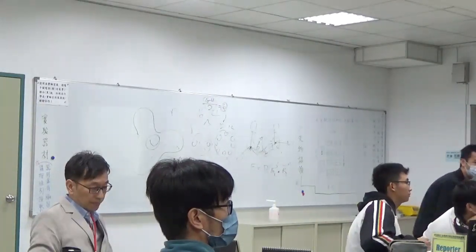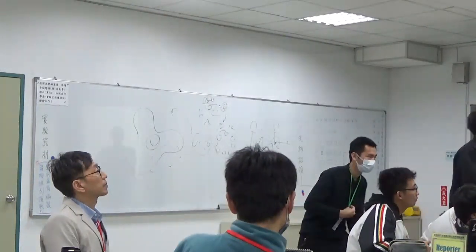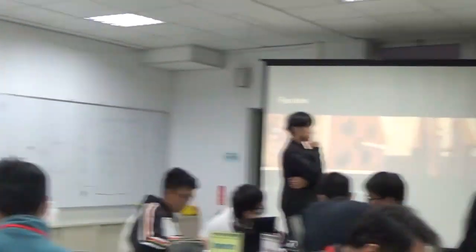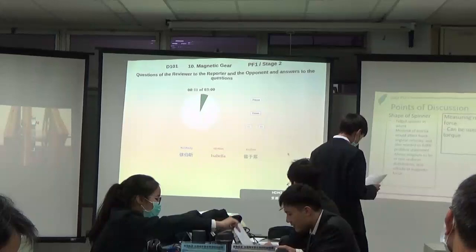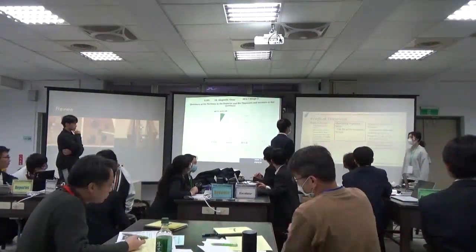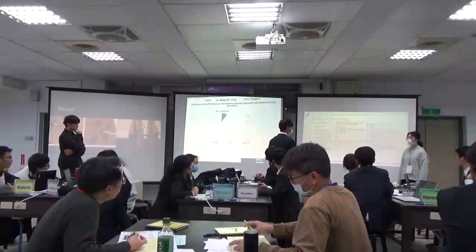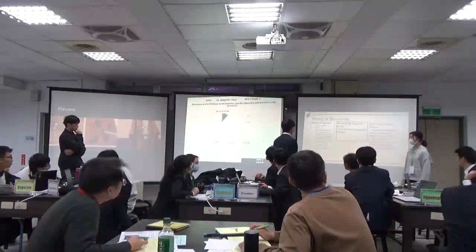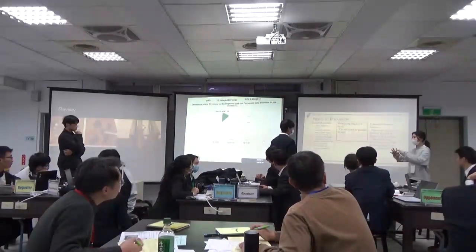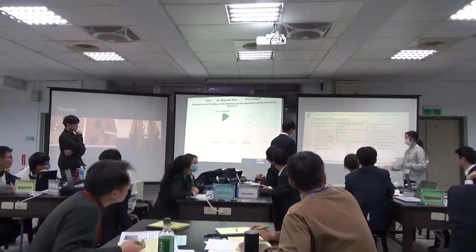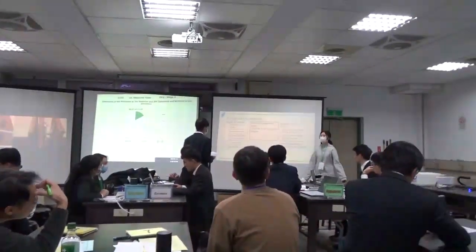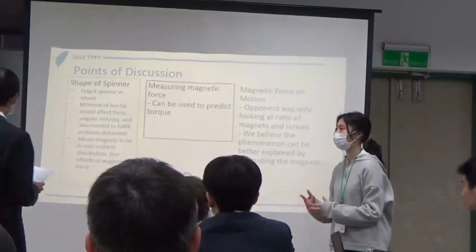The question for the opponent: since you have mentioned the shape of the gear in different parts, what role do you think the shape of the gear plays? The shape of the gear changes the whole way your mass is distributed in your gear, so that would change the moment of inertia, so that would change your whole angular motion.